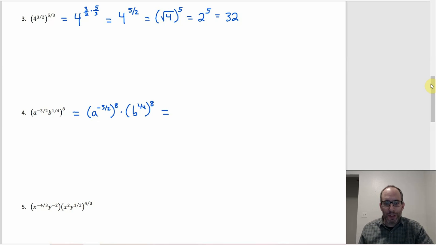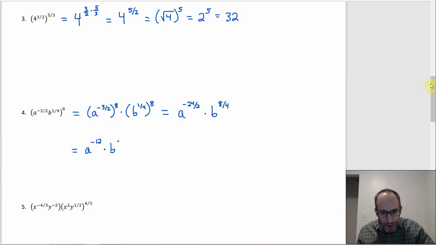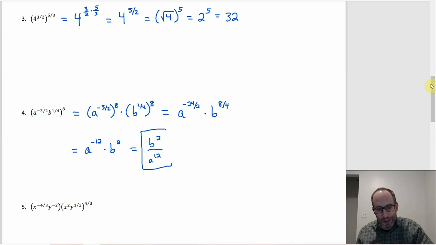So negative 3/2 times 8, 3 times 8 is 24. So that'll be a raised to the power of negative 24 halves times b raised to the power of 8 fourths. But those simplify. Negative 24 over 2 is negative 12, and 8 over 4 is 2. So this is going to be a to the negative 12th times b squared. But we want to write the answer with a positive exponent, so we have to bring that a factor down, and we'll end up with b squared over a to the 12th. And that's the final answer here.